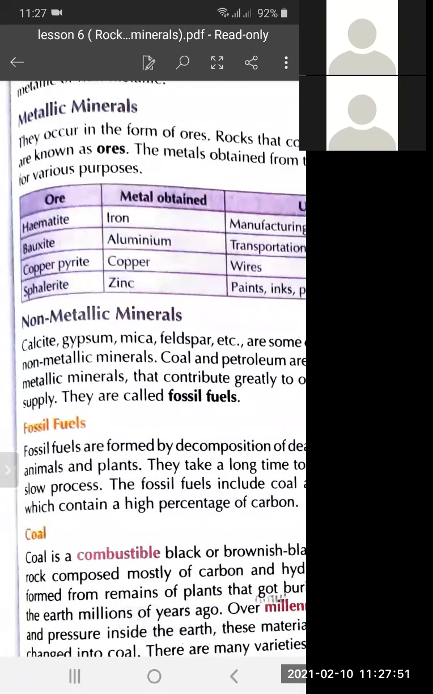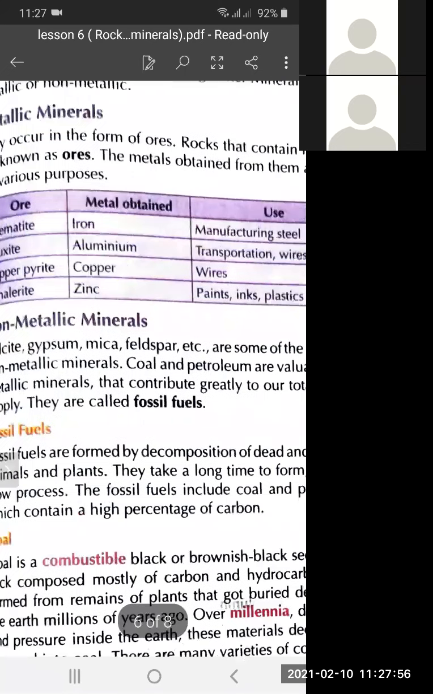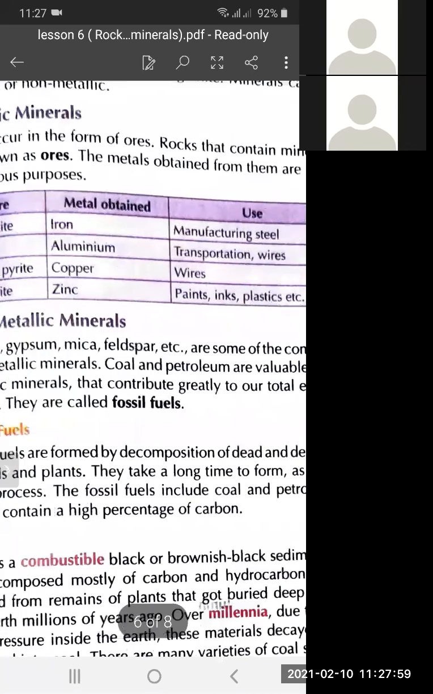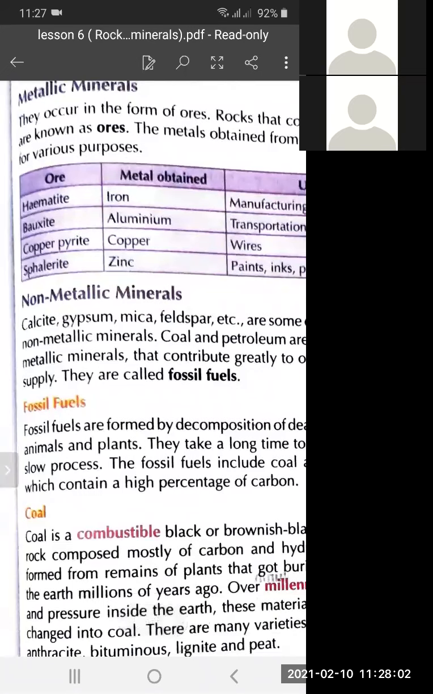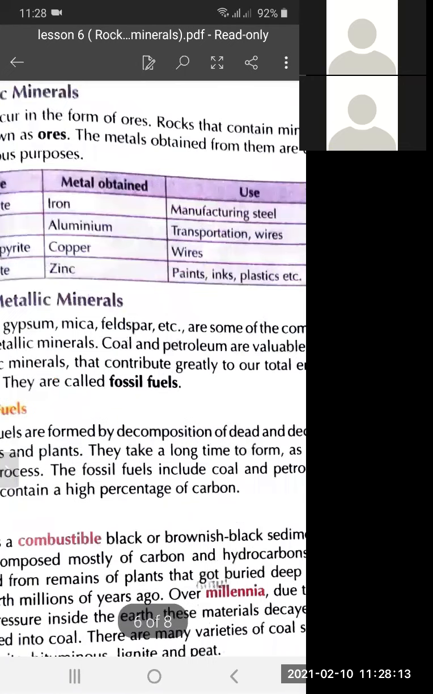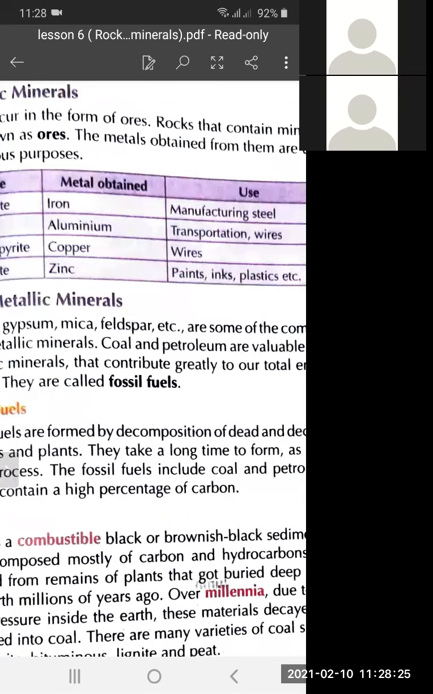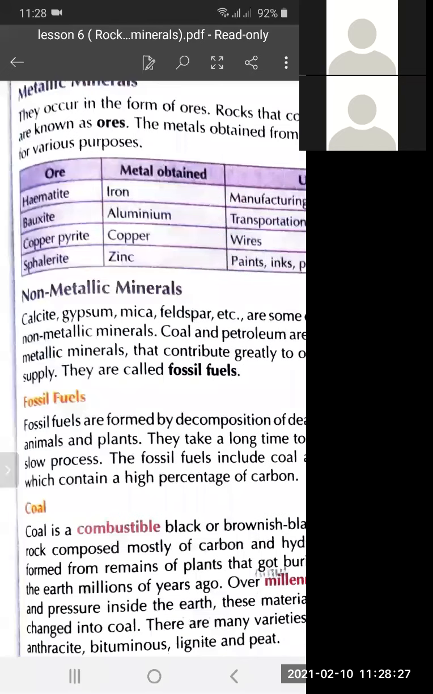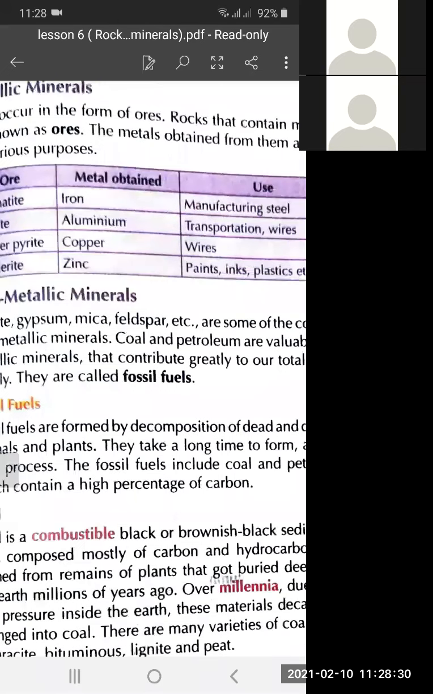Hematite is an ore of iron and it is used for manufacturing steel. Now bauxite is an ore of aluminium, and it is used in transportation. Then copper pyrite is an ore of copper and it is used for making wires.